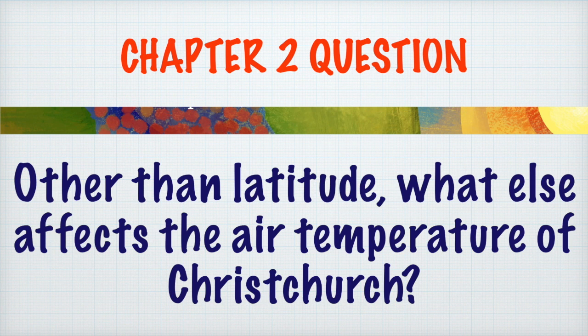And that brings us to our chapter 2 question. Other than latitude, what else affects the air temperature of Christchurch? So in our first chapter, we learned the main thing is latitude. Now, since there's a change inside of this city, we want to know what else can affect the temperature.